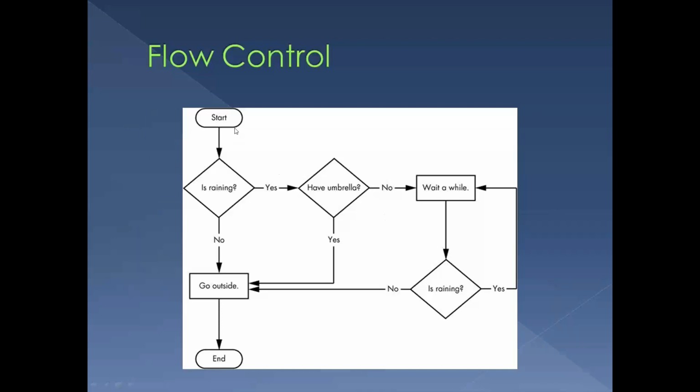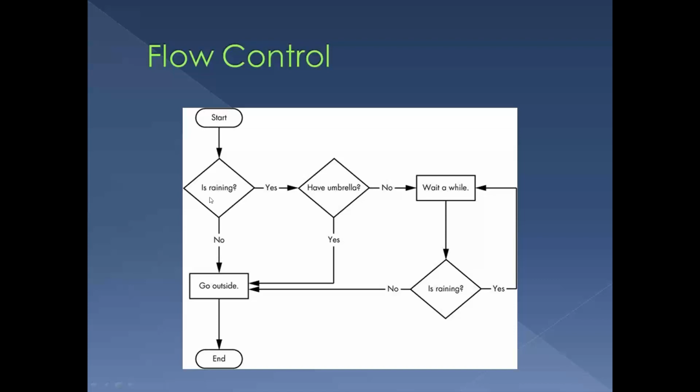You start. Is it raining? Yes. Have an umbrella? No. Wait a while. If it's no, go outside. Have an umbrella? Yes. Go outside. No, wait a while. And if it's yes, is it raining? Go ahead and check raining again. No, go outside. And so it's just a series of decisions where you're testing a value.